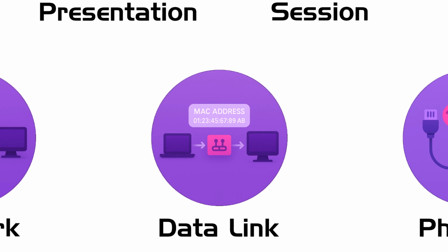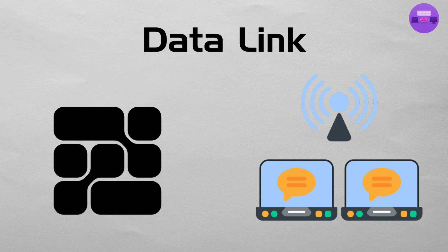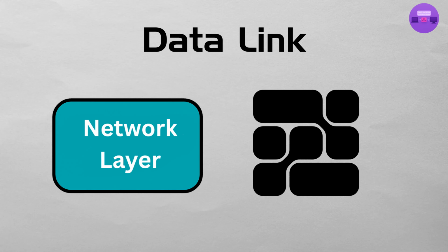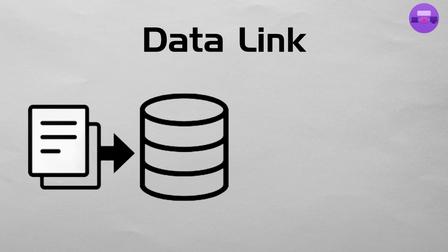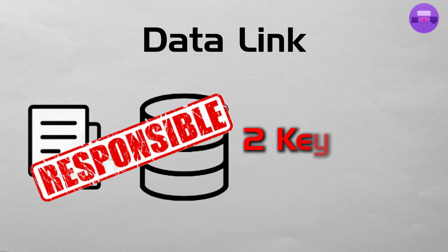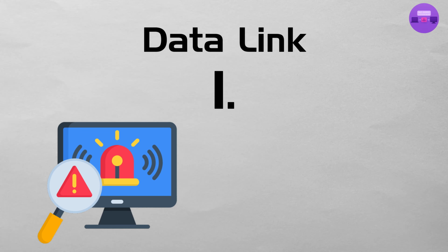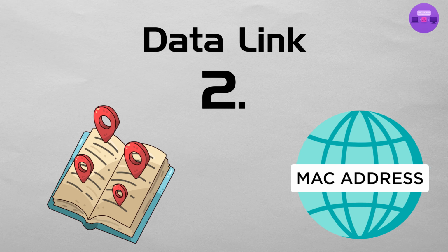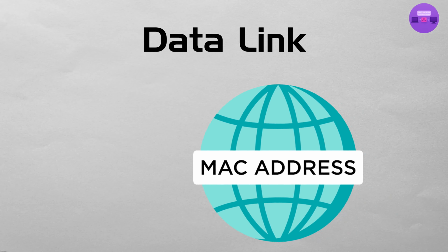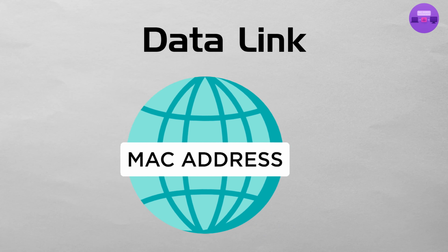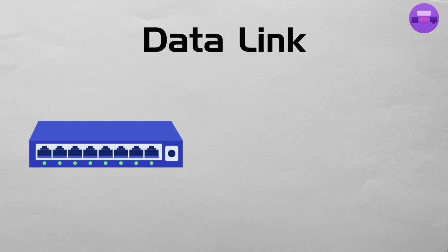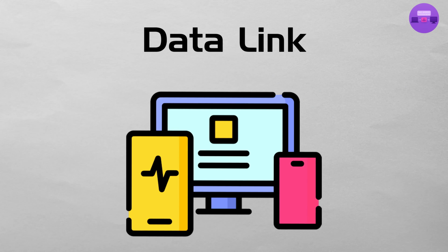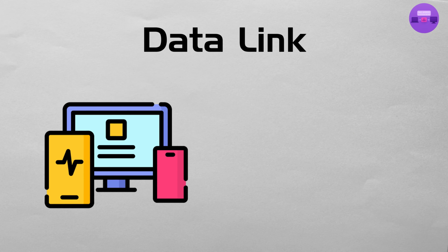The data link layer. This layer manages communication between devices on the same local network. It takes the packets from the network layer and packs them into frames. The data link layer is responsible for two key things. First, error detection and correction for the physical connection, and second, physical addressing using MAC addresses. A MAC address is a unique hardware identifier for a device's network card. Network switches operate at this layer, using MAC addresses to forward frames only to the specific device they are intended for on the local network.